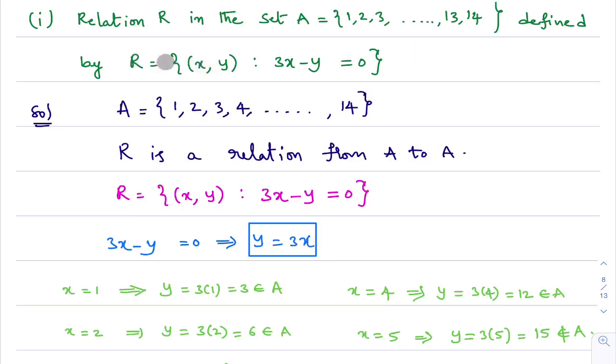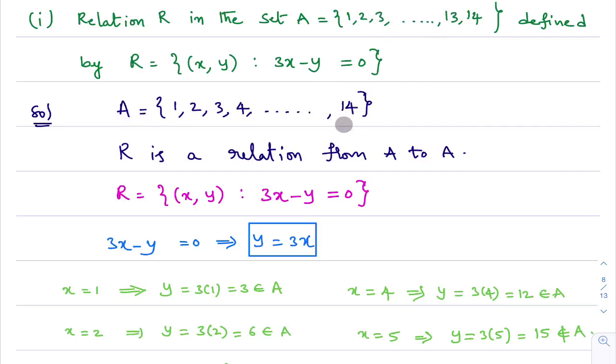First thing, this relation is in set builder form. In all these 9 bits, the first 3 steps are going to be common, meaning the same pattern. What is the first step? On what set is the relation defined? R is a relation on set A. Set A is given as 1, 2, 3, 4, 5, 6, 7, 8 and so on up to 14. The first step is to identify the given set.